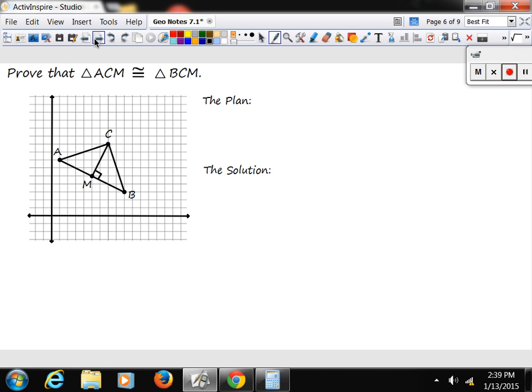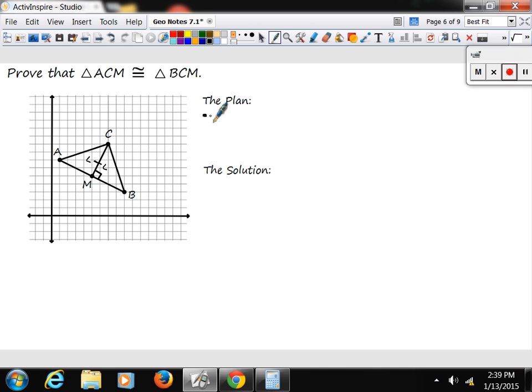There's a shorter one. HL. Now what does HL only work on? Right triangles. And if you notice, what about this CM right here? CM is a leg, and it's in both triangles. So do I need to even measure it? No, reflexive property says it's already congruent to itself. So I can automatically make one tick mark here and put this leg is congruent to that leg. I don't even need to worry about that leg.